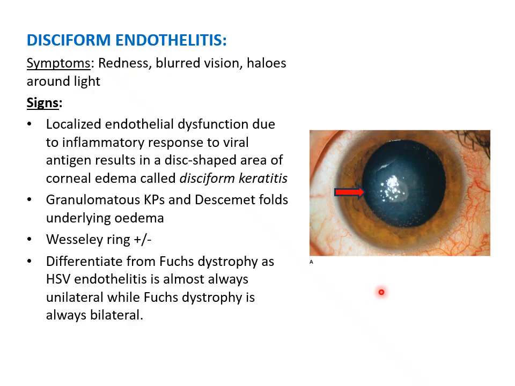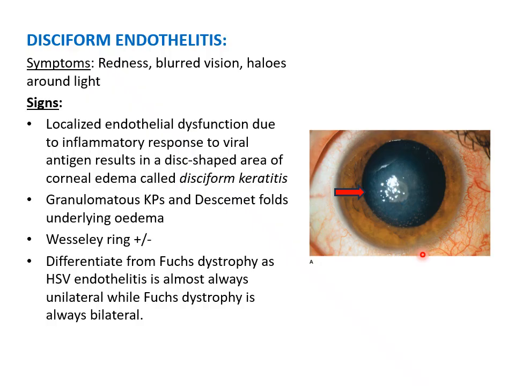So again, it is an immune reaction. Since the endothelium is involved, there will be KPs, there will be Descemet folds underlying this area of stromal edema, right? Stromal edema would happen obviously because the endothelial pump is failing. So there will be a localized area of endothelial dysfunction, as a result of which there will be overlying stromal edema and immune infiltrate. So that will manifest in the form of Descemet folds and granulomatous KPs.